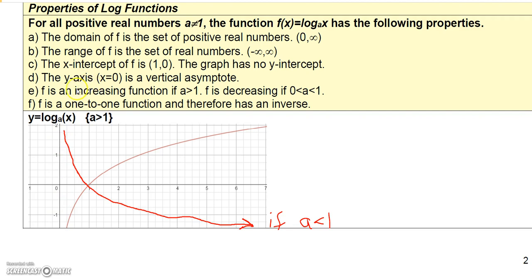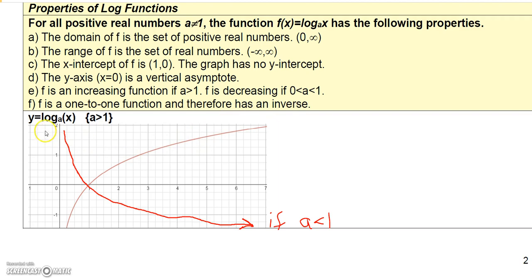And then notice that if a is greater than 1, so for this graph, the function is an increasing function, but when a is less than 1, like on this graph, then the graph is a decreasing function. And both of these functions pass the horizontal line test, so therefore the functions have an inverse.